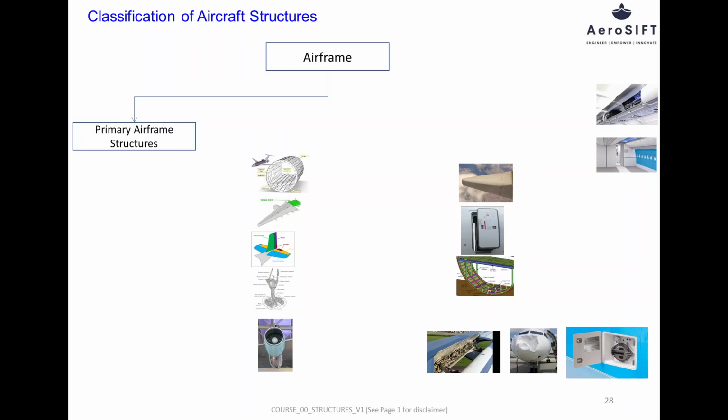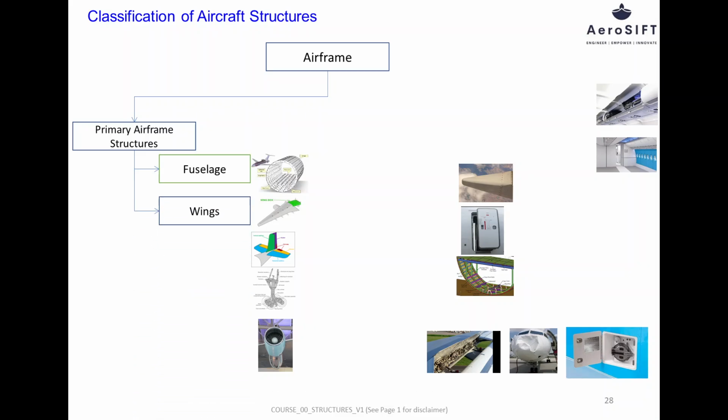Let us look at some of the components of primary structures. The fuselage is the main body of the aircraft. It houses the cockpit, passengers, cargo, and many onboard systems, and transfers loads between the wings, empennage, and landing gear.